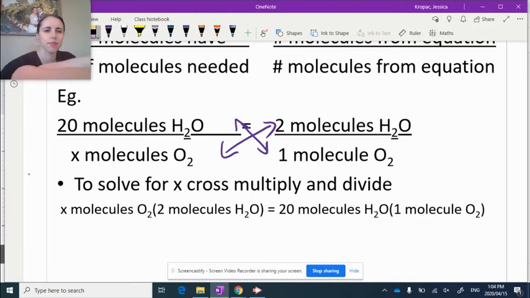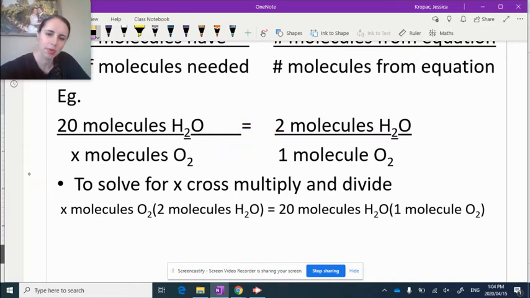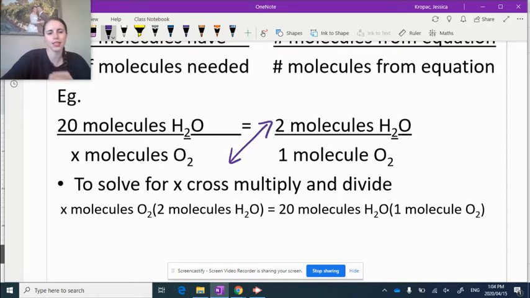So let's start. I'm going to use different colored arrows so we can see this. Let's start with my first round of cross multiplication. I'm going to start going across here, so I'm going to use this purple here. In this case, I'm going to end up with X molecules of O2, and that's going to be multiplied by 2 molecules of H2O.